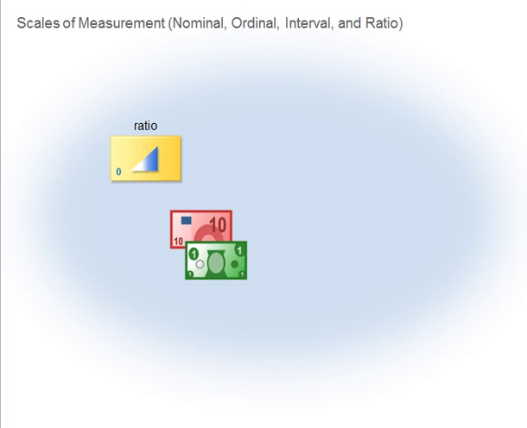Another example of a ratio scale is money. If an individual has $0, this does imply an absence of money, and one individual can have twice as much money as another.